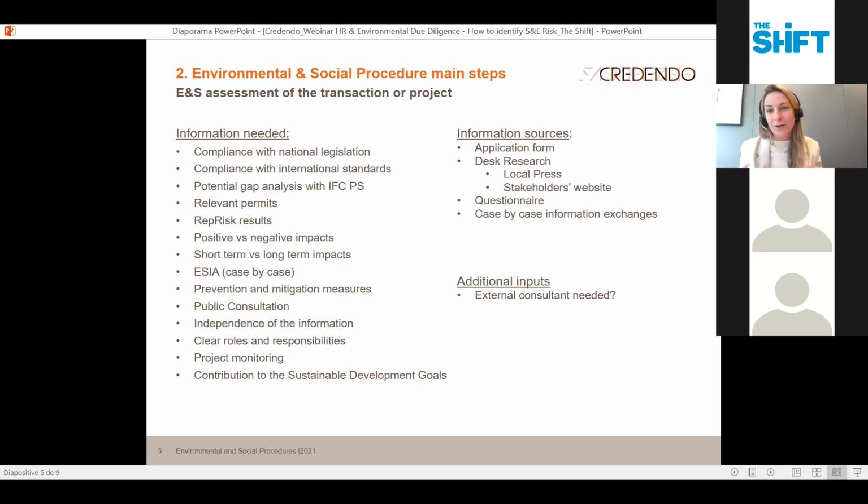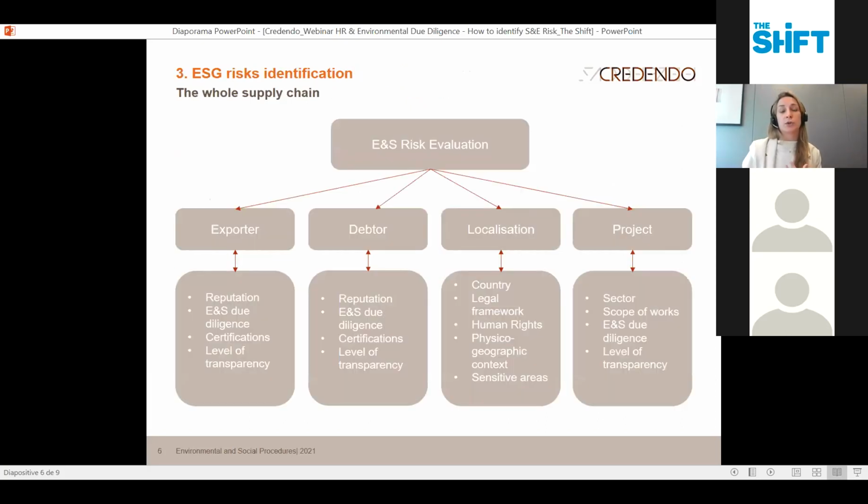And even if you check the websites of the different stakeholders that are involved, it's possible to see if the stakeholders have a sustainability program, that they are transparent, that they share a lot of information. These are the kind of information that I will look at during my research. But it's a case-by-case information exchange, and it will go much further in detail depending on the ENS risk. Just for information, for a really big project and high ENS risk, it's possible that we will also hire an external consultant to support us in our ENS due diligence.